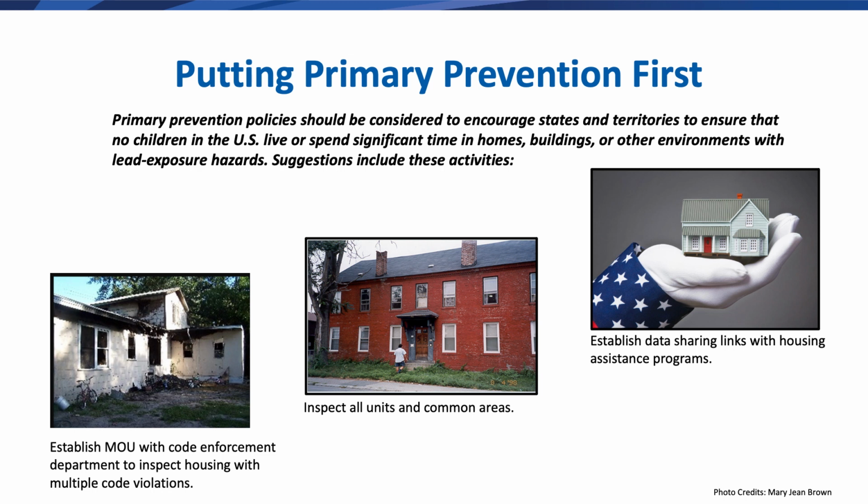Only addresses of properties and the potential hazards, lead paint violations for example, need to be shared with the housing assistance program. That should be sufficient to trigger requirements for mitigation under the Housing and Urban Development Program in your jurisdiction. On the left, a picture of a house with visible damage. In the center, a 2-story house with windows. On the right, a gloved hand holding a toy house.